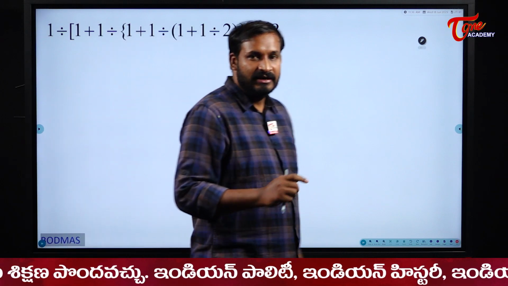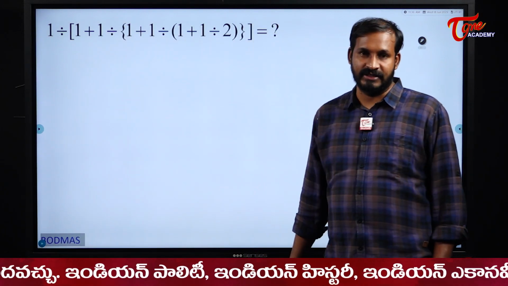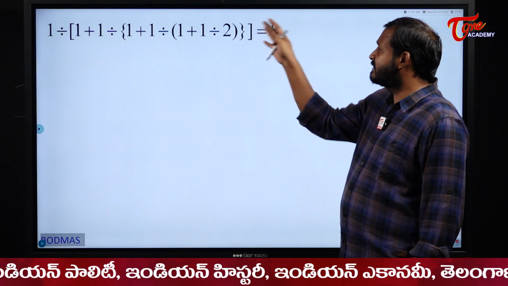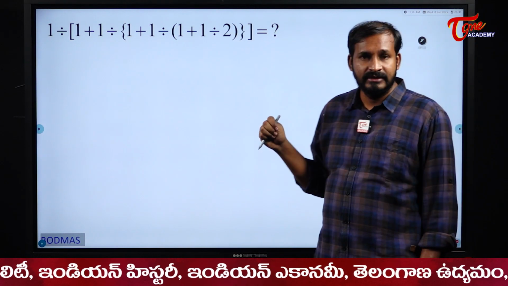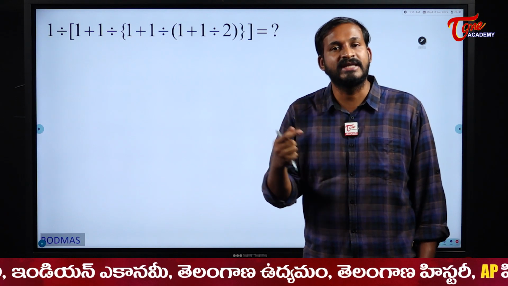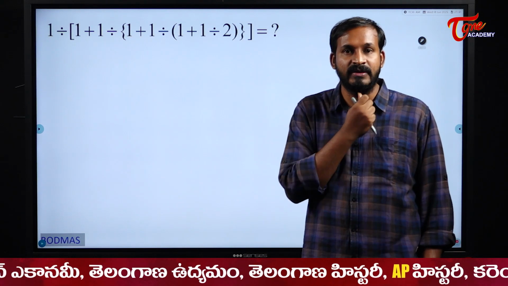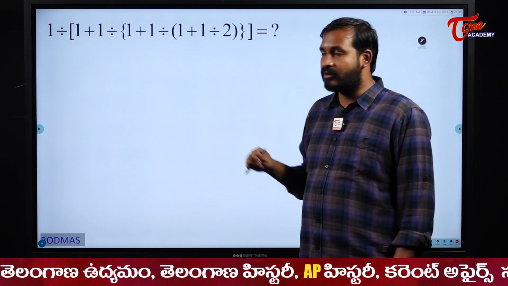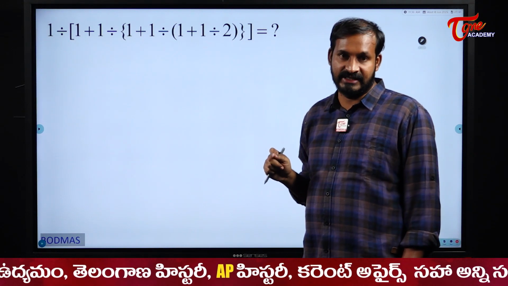Now see here. This is very tricky, students. Why? Because we can see many ones here, right? There are many ones here. So please be careful while solving these type of problems. You should be very careful, because we have many ones in this case.